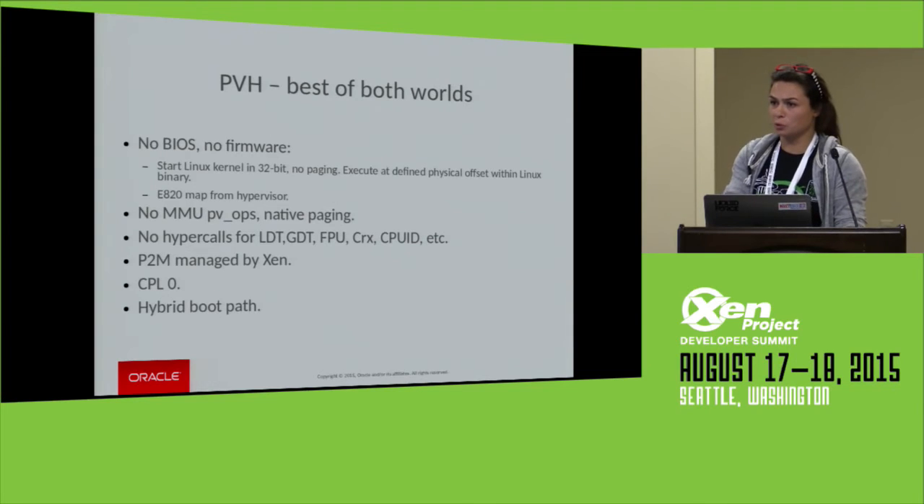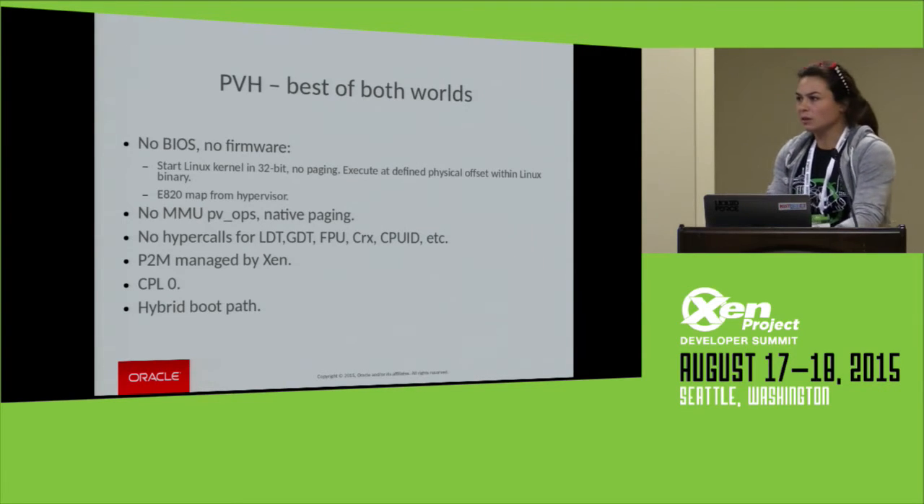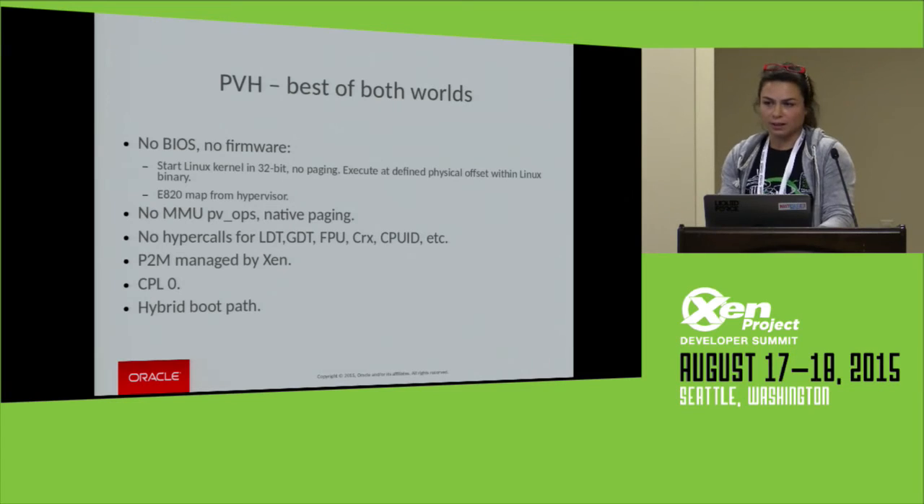There will be no BIOS and no firmware. PVH is started in 32-bit mode with no paging enabled. That means we don't have to decide at runtime or know which bitness the kernel will be, so we can run it on both 32-bit and 64-bit. The E820 map will be provided by the hypervisor. And no MMU PVOps, which is excellent. Native paging. No hypercalls for changing LDTs, GDTs, and control registers. CPUID will run natively, provided some filtering. It runs in CPL0.